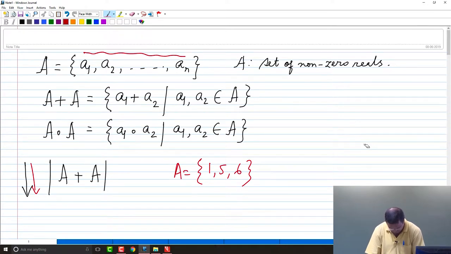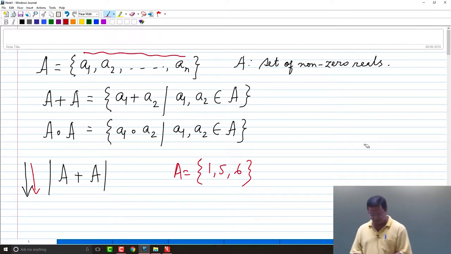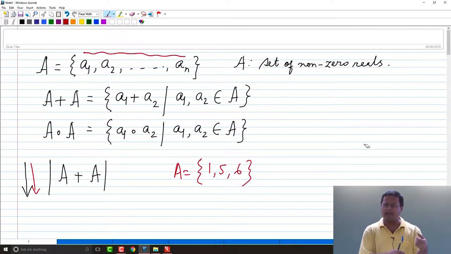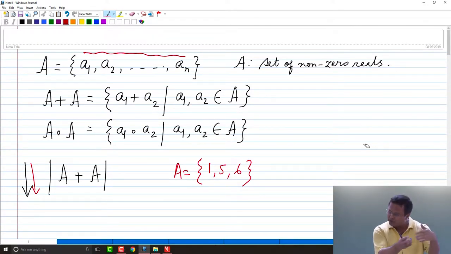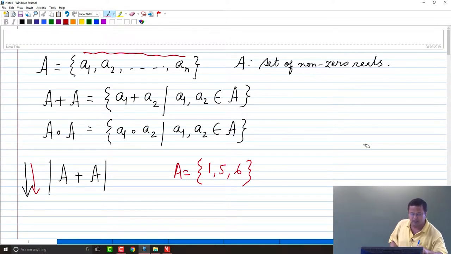Okay. My claim is, if the numbers are in AP, then there will be many such repetitions, no? Otherwise you are looking at all pairs of numbers, roughly quadratic, right? So if the numbers are in AP, then some of the sums would collapse. That is an observation. But if A is in AP, then what happens to A dot A? Then there are not going to be almost any repetitions in A dot A, no?